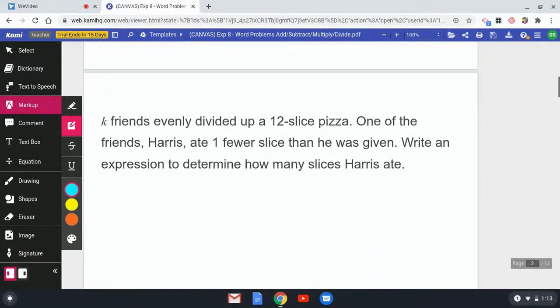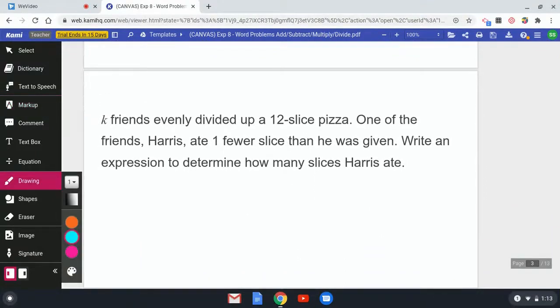So let's start. K friends evenly divided up a 12-slice pizza. One of the friends, Harris, ate one fewer slice than he was given. Write an expression to determine how many slices Harris ate. Okay, so I have K here, and I have 12, right? And I have divided up. One of the friends ate one fewer slice.